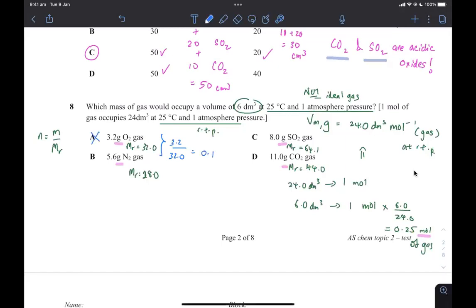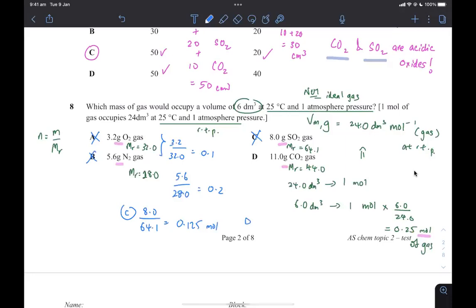How about B? B is 5.6 over 28.0. I think I should get 0.2. So this is again not the answer. How about C? 8 gram divided by 64.1 is 0.125. Again, this is not 0.25 mole, so that cannot be the answer.